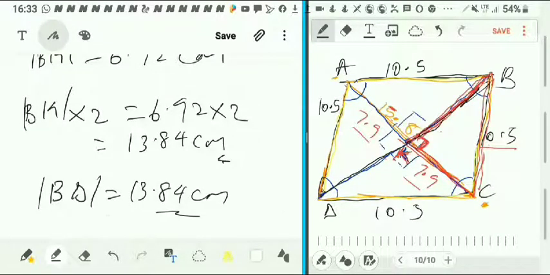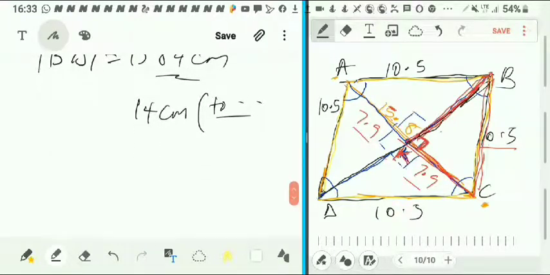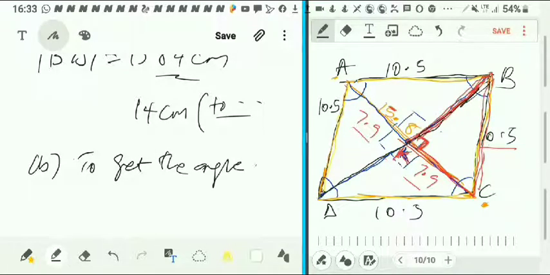I can't remember if they told us to do it to the nearest centimeter. If it's to the nearest centimeter, that was 14 centimeter to nearest cm. Okay, the B part, the angles of the rhombus. To get the angles of the rhombus.